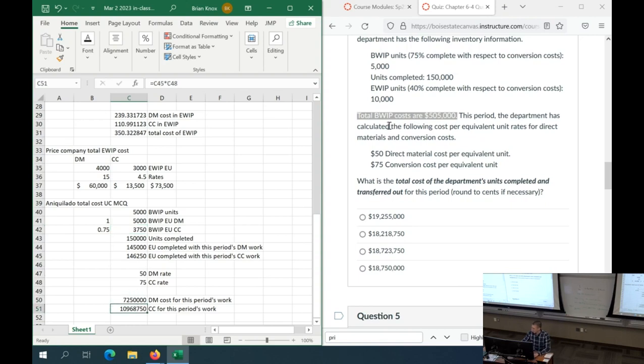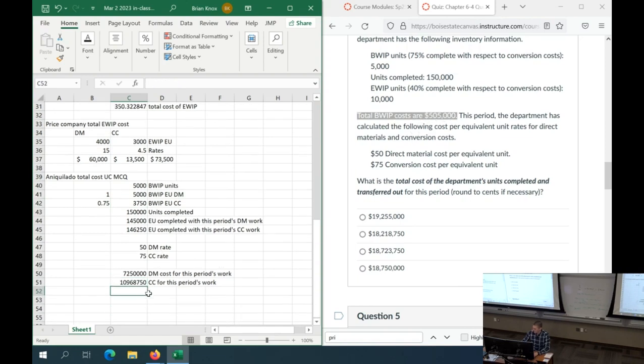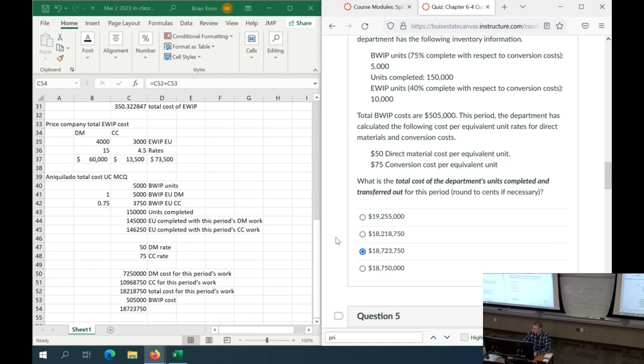Now I've summed them here. I don't know how much of this is direct materials and how much of this is conversion cost. And so what I'm going to do is sum, first of all, these two, and then add in the 505 from the problem over here. So this is total cost for this period's work, and that's beginning WIP cost, which is technically last period's work. So that should be the right answer there.